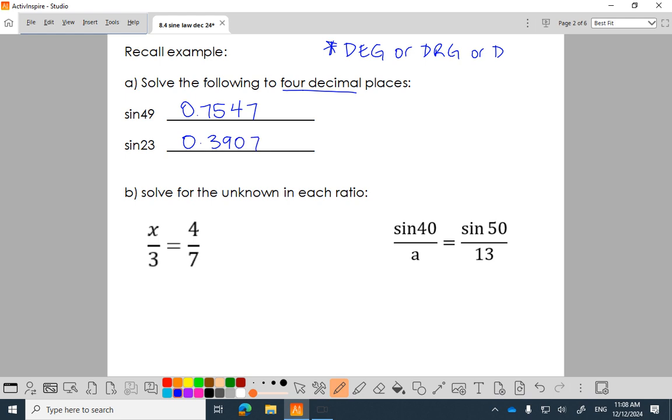But sine of an angle, so this is an angle. This would be an angle. It's just a ratio. It is just a number.